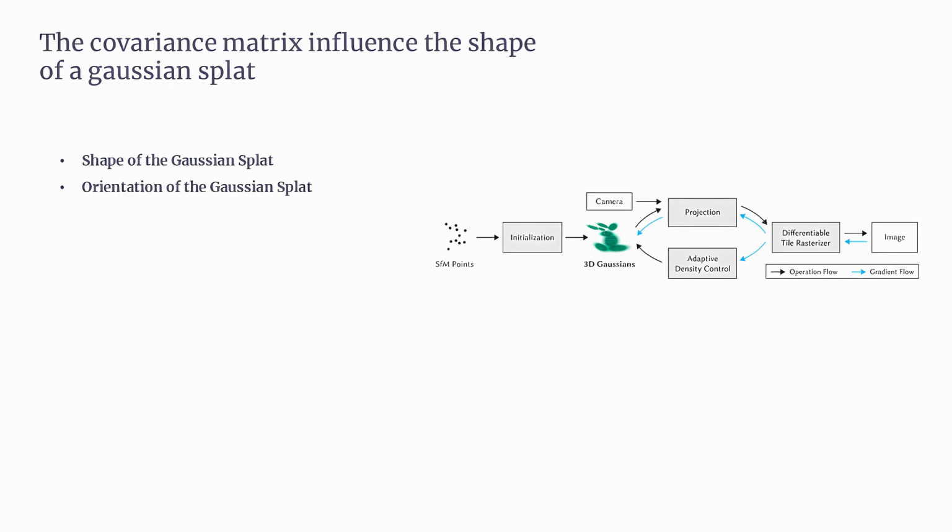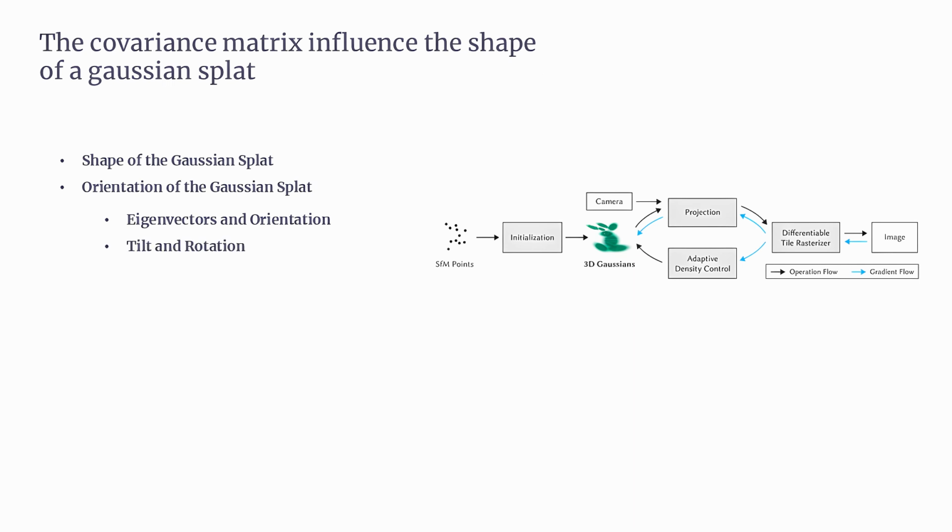The second, orientation of the Gaussian splat. 1. Eigenvectors and orientation. The eigenvectors of the covariance matrix dictate the orientation of the Gaussian ellipsoid. This means that by manipulating the covariance matrix, one can control how the Gaussian is rotated relative to the coordinate axes. Off-diagonal terms in the matrix contribute to this rotational aspect, allowing for non-axis aligned splats.